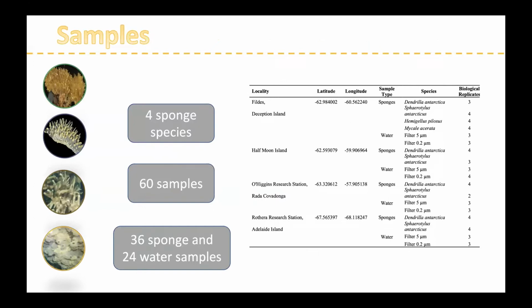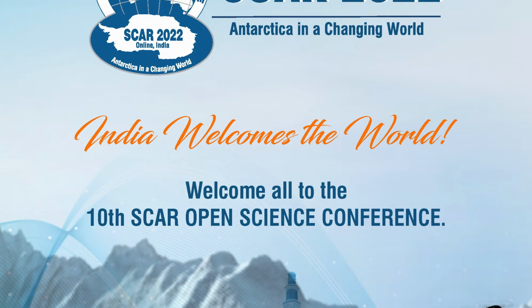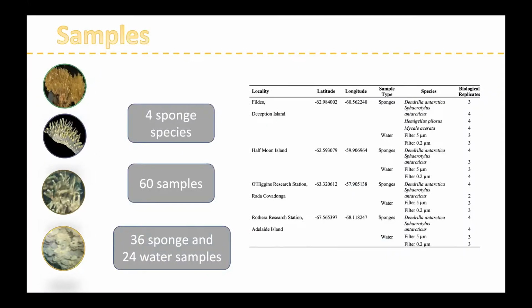4 different sponge species: Dendrilla antarctica, Sphaerotylus antarcticus, Hemigellius pilosus, and Mycale serrata. These sponges are the most common and abundant in these localities. We also collected 3 water samples adjacent to the sponges for every location. Seawater samples were sequentially passed through polycarbonate filters of 2 different pore sizes, 5 and 0.22 microns. In total, we have 60 samples: 36 sponges and 24 water samples.